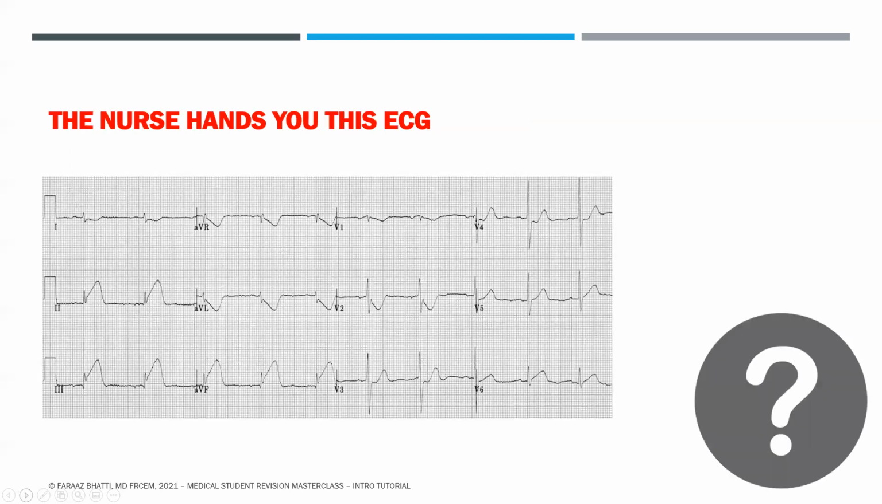So this is his ECG. Just take a second to look at it. What do you see? So there are some abnormalities that stand out. For example, in leads 2, 3, and AVF, you can see something going on. And then also in V2 and AVL.